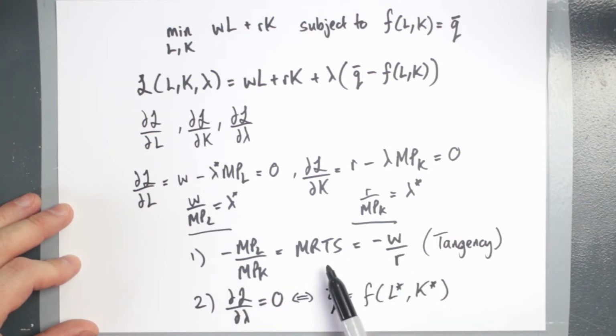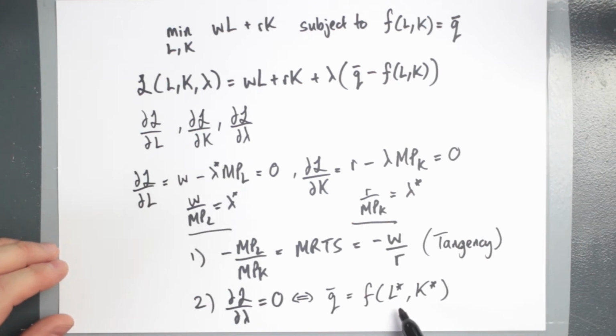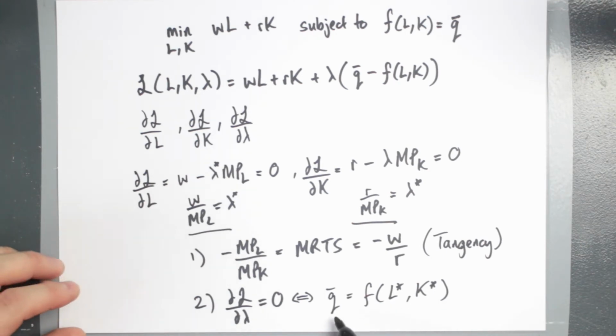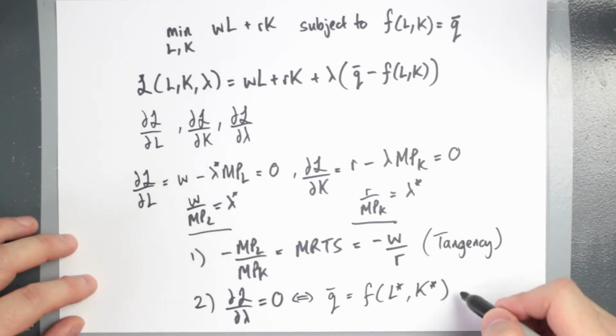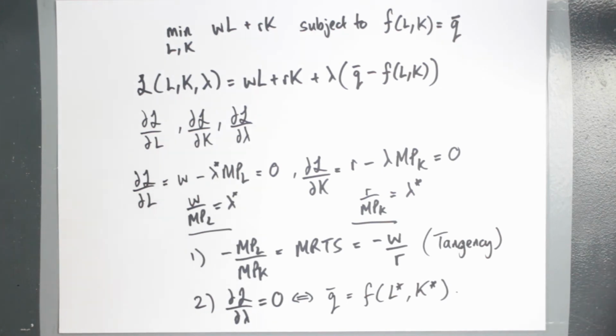The slope of an isoquant is equal to the slope of an isocost. And secondly, our constraint has been met. These particular L star and K star happen to produce the right amount of output, Q bar. So that's the characterization of the solution to this problem.